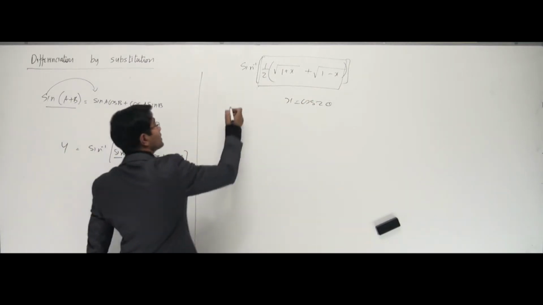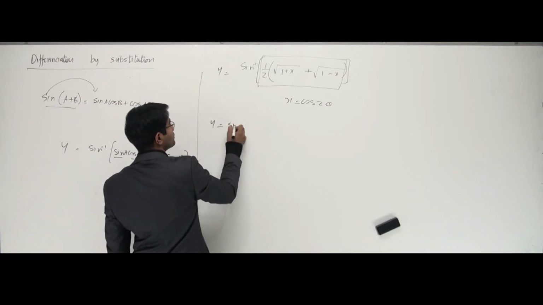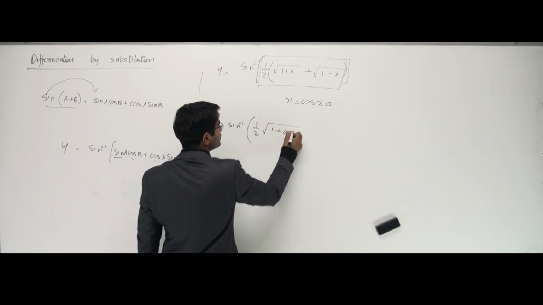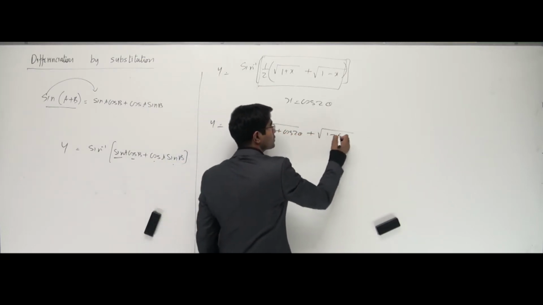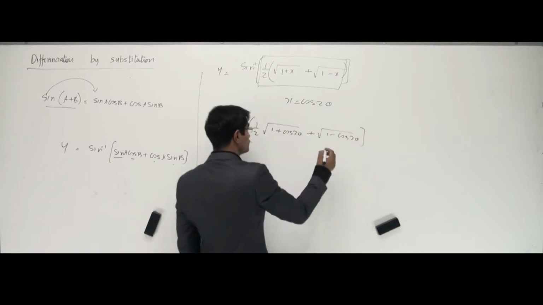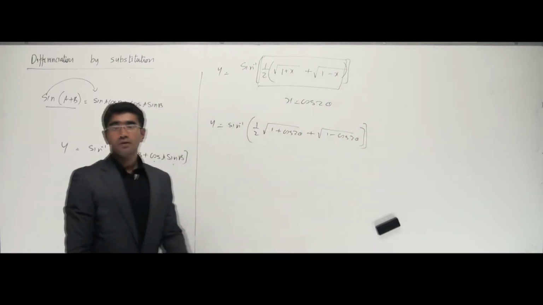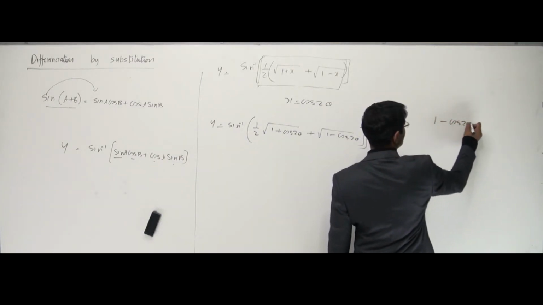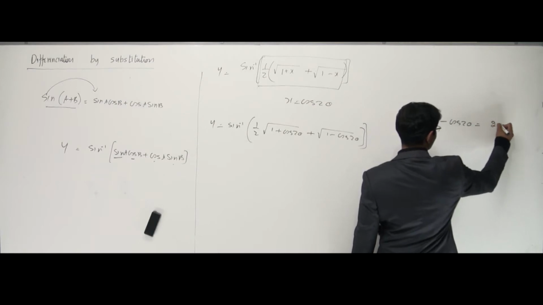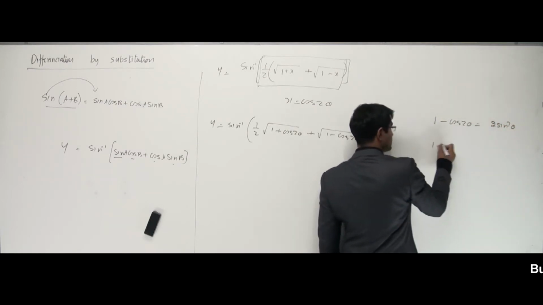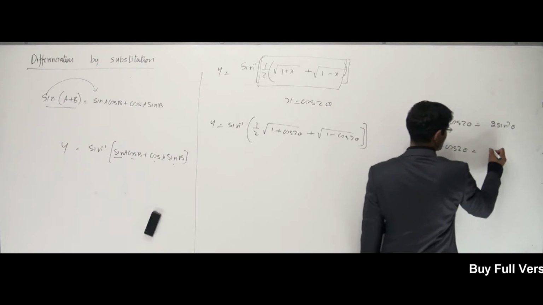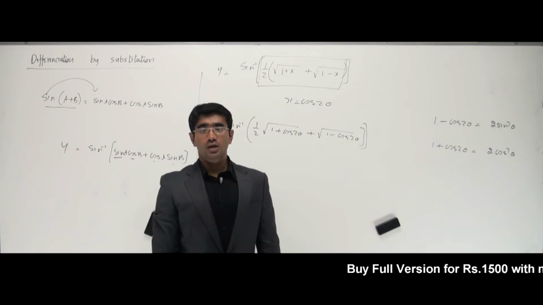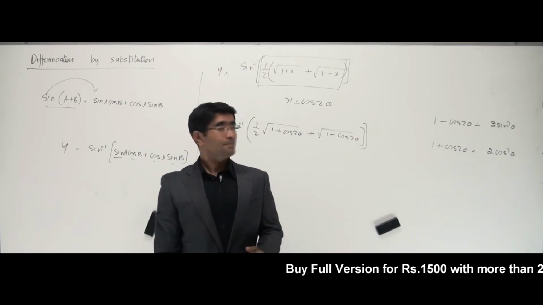See what happens here. If this is my question, y is equal to sine inverse of half, and this looks like root of 1 plus cos 2 theta plus root of 1 minus cos 2 theta. There are two formulas, if you remember, from cos 2 theta. If not, let's just work on it. If you have 1 minus cos 2 theta, the answer is 2 sine squared theta, and 1 plus cos 2 theta is given as 2 cos squared theta. Okay, keep this in mind. Very important formulas which are derived from the cos 2 theta formulas.